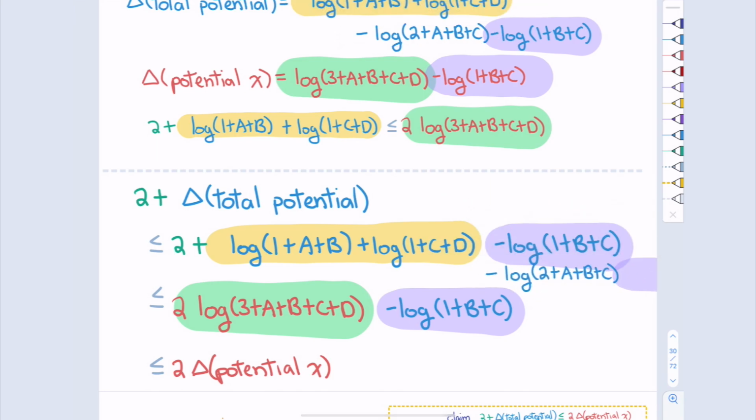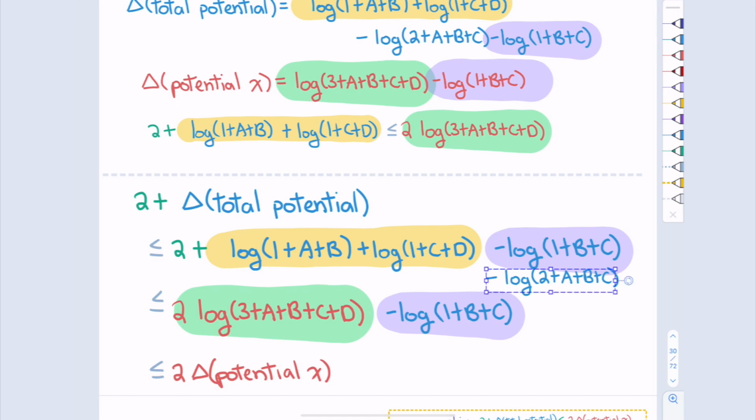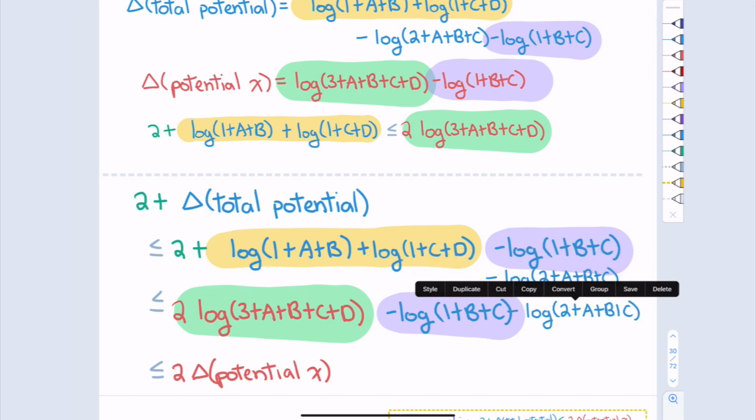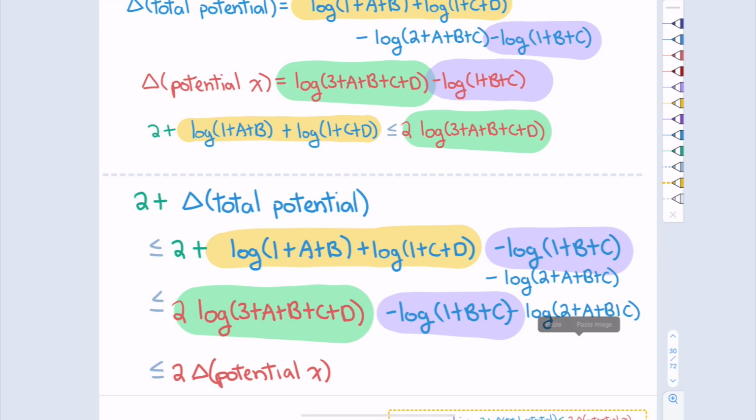I'm not sure if anyone's too concerned, but if I hadn't left out this one term that I dropped earlier and brought it along with me, log of 2 plus a plus b plus c is at least log of 1 plus b plus c, so we can replace it and we get 2 times the potential of x. Okay, I can tell everyone's super excited.